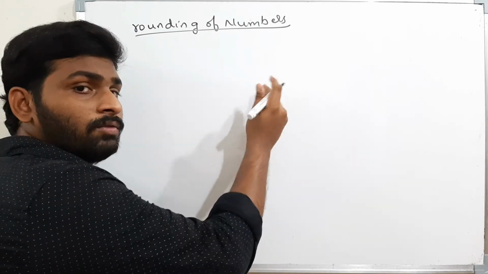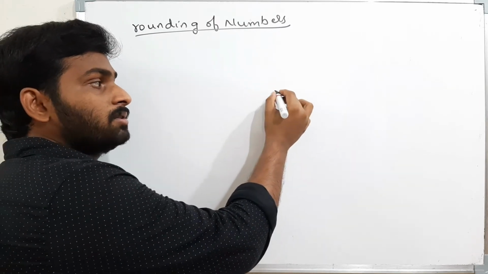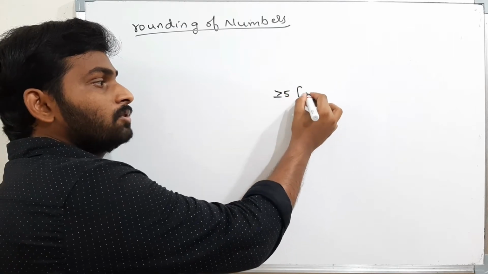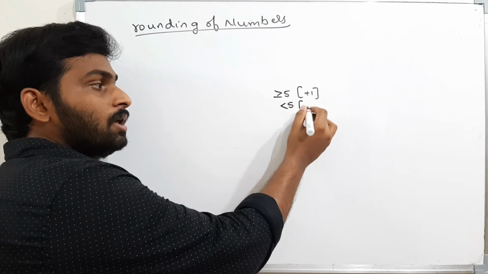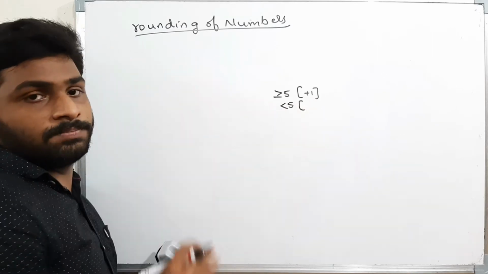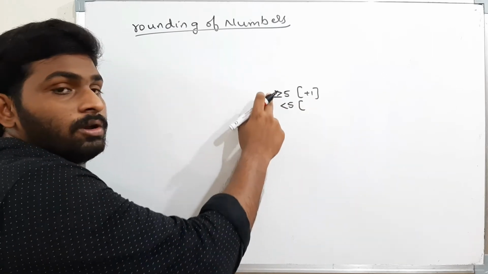In school days, I think we studied what rounding of numbers is. If they told us to round off the number, we would see the number. If the number is greater than or equal to 5, then we add plus 1 to the before number, and if it is less than 5, then we leave the before number as it is. These are the two rules we followed in our school days.